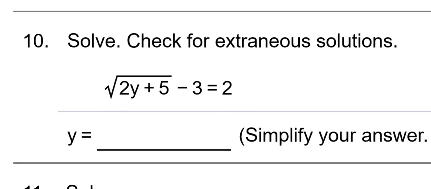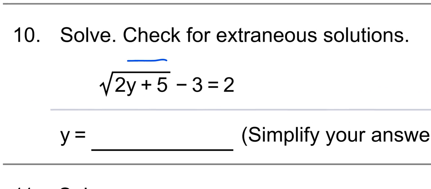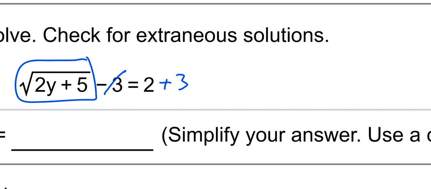Okay, question 10. Is the radical by itself? Is the radical by itself? You got to take the 3 over, don't you? Okay, so we're going to add the 3 to the other side. So radical 2y plus 5 equals 5. All right, now what?